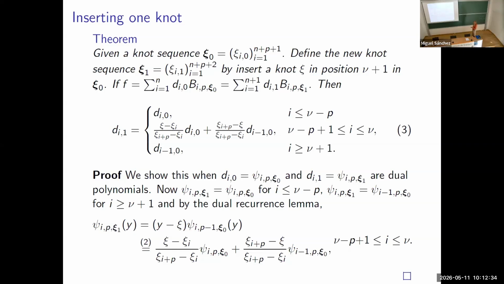And so you can prove it only for, it's enough to prove it for dual polynomials. And if you do that, then you can use a dual recurrence lemma to show it like that. I mean, this is Boehm's formula. Okay, so that's how to insert one knot.